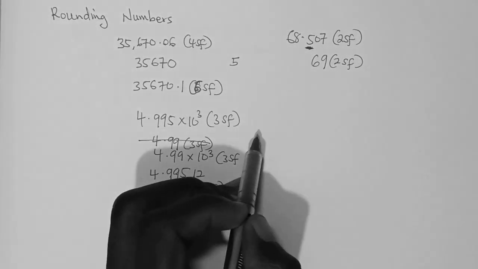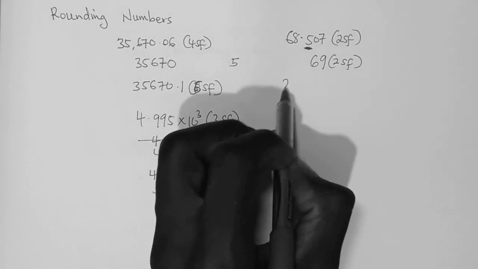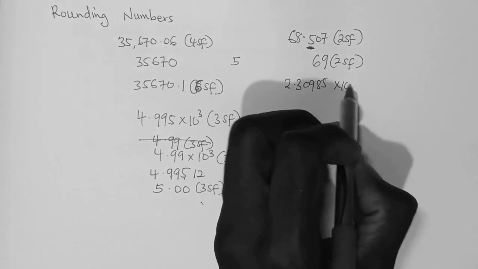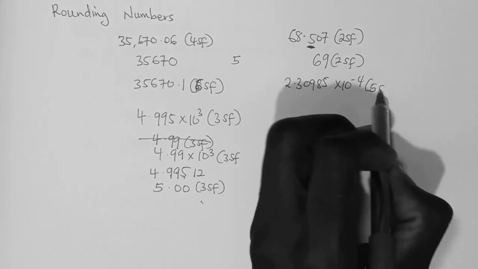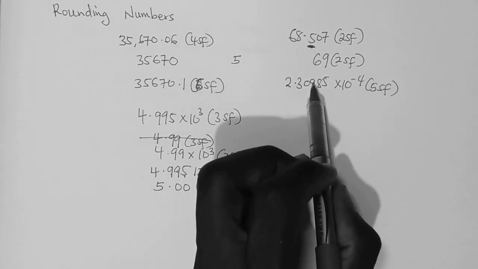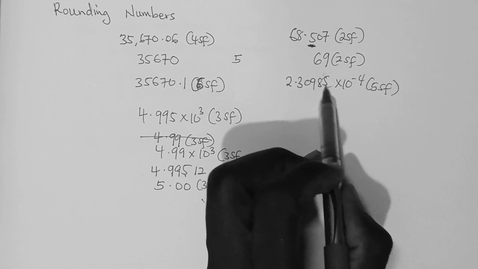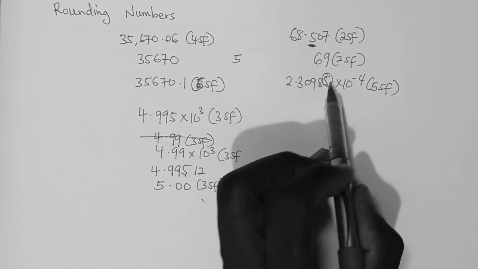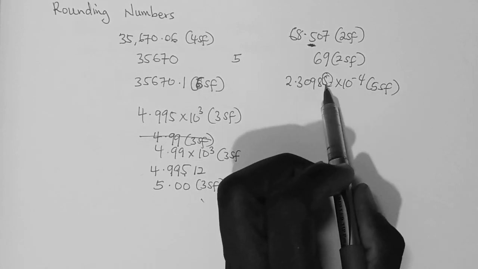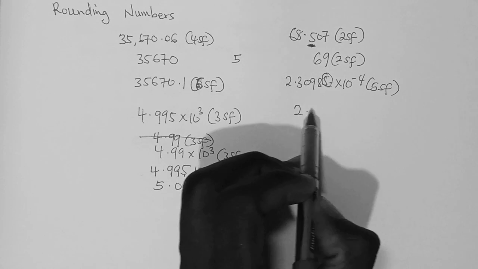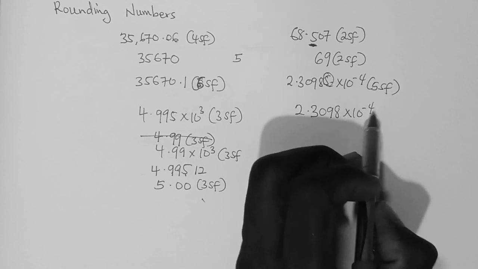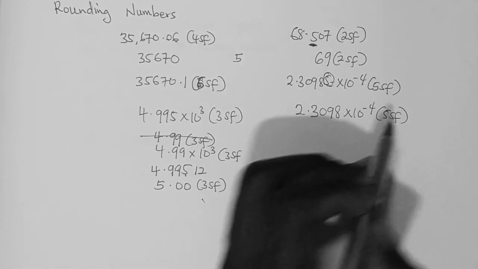Then let's round the number 2.30985 times 10 exponent minus 4 in 5 significant figures. So 5 significant figures, this is 1, 2, 3, 4, 5. Now we have this 5 here, but after this 5, there is no number actually here, and therefore we need to ignore the 5, and this will become 2.3098 times 10 exponent minus 4 in 5 significant figures.